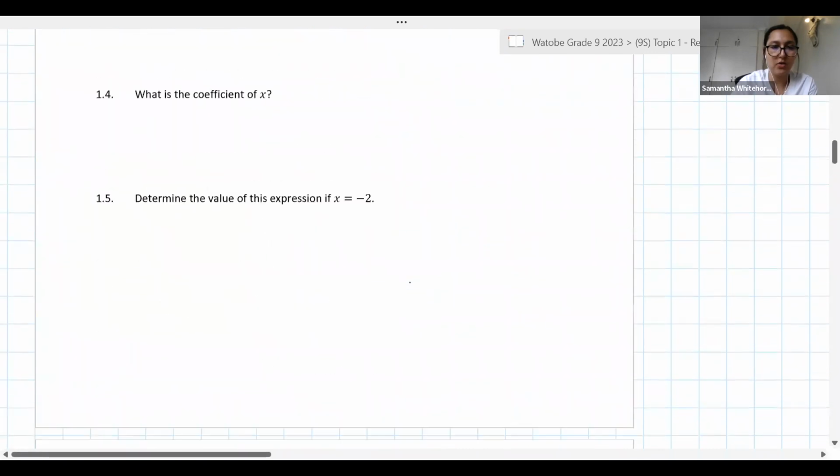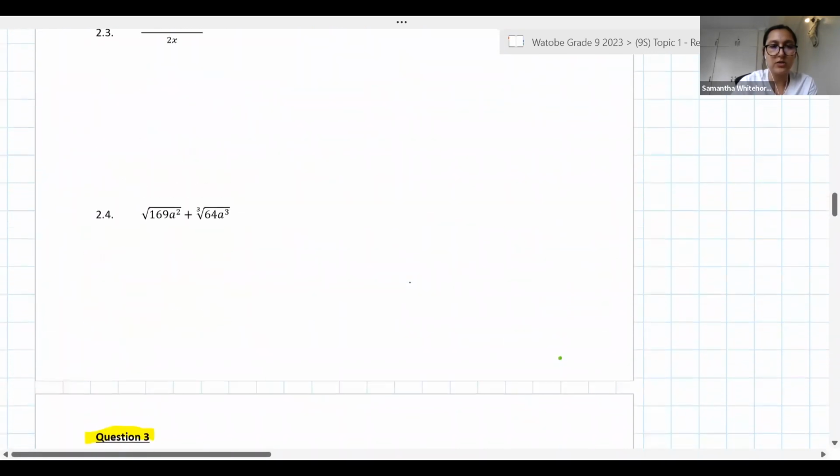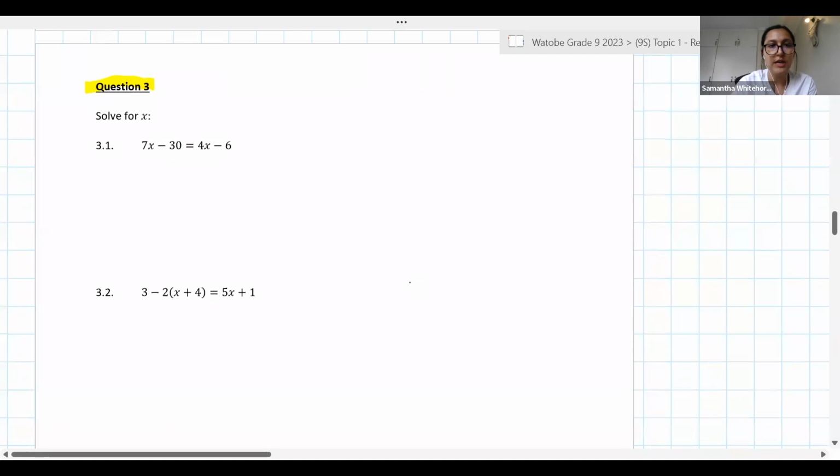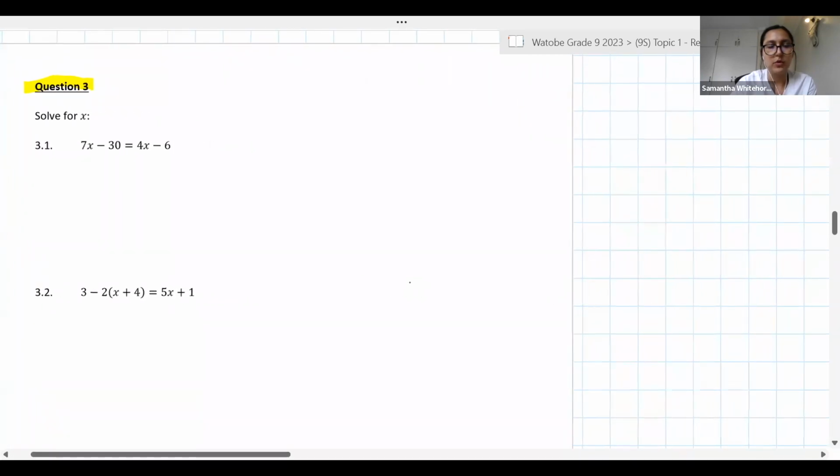Guys, where we ended off in our last lesson is we sort of finished off question 2. And so now what we're going to have a look at is question 3, which deals with equations. Now, equations is another very, very important section in maths.